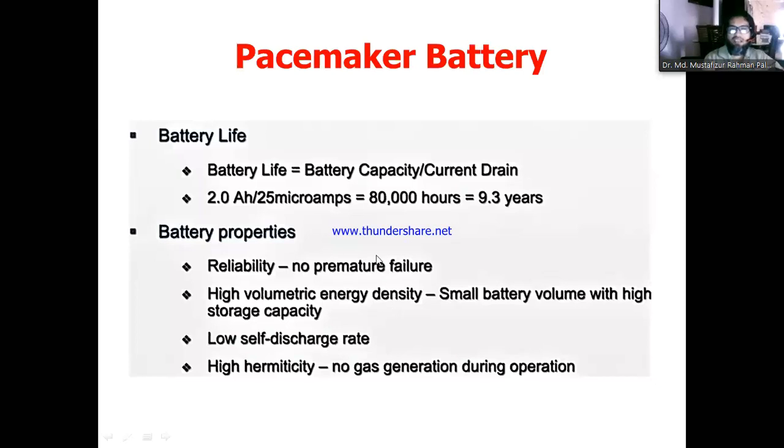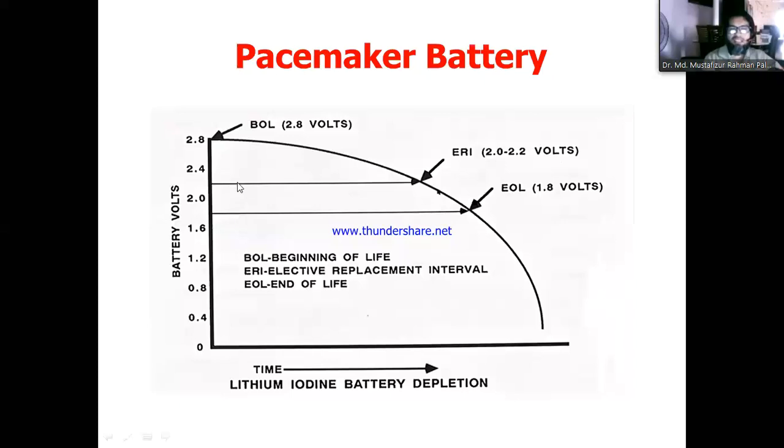These are some of the characteristics of the pacemaker battery. The battery voltage at the beginning of life is around 2.8 volts initially, when we implant the battery. It starts its life and gradually depletes over the years, 8 to 10 years, and the voltage diminishes to 2 to 2.2 volts, and it will reach ERI. This term is the elective replacement interval.